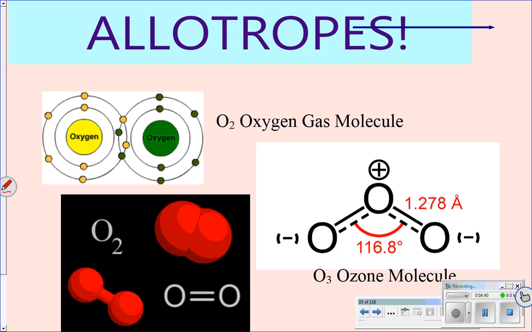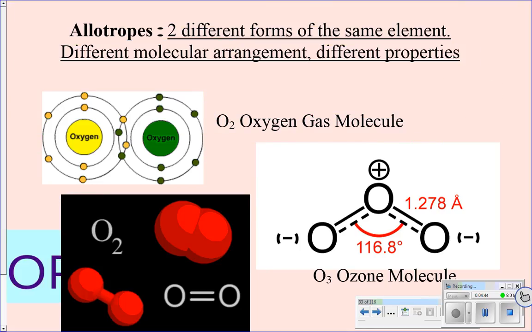You also need to know what something called allotropes are. An allotrope is two different forms of the same element that have different molecular arrangements and different properties. Now, interestingly enough, you're actually not required on the Regents to use the word allotrope, but you are expected to understand the concept of an allotrope.